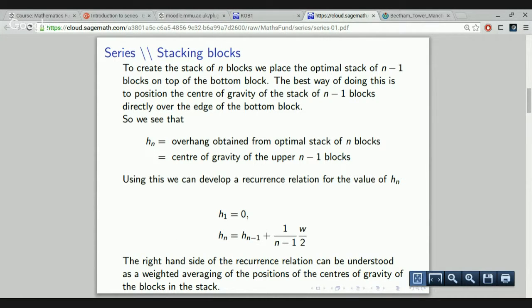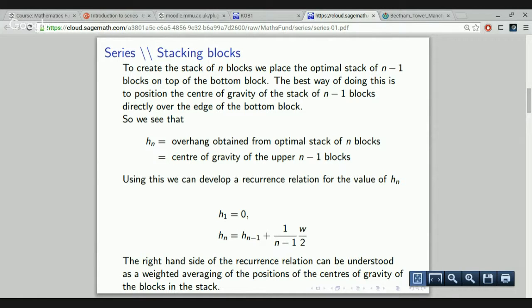And we can actually identify how Hn develops. H1 is 0. So if you've got one block, how much of an overhang can you get? So you measure from the edge of the top block to the edge of the bottom block. Well, the top and the bottom block are the same block. So there's no overhang, there's no distance. So the overhang you get from one block is 0.